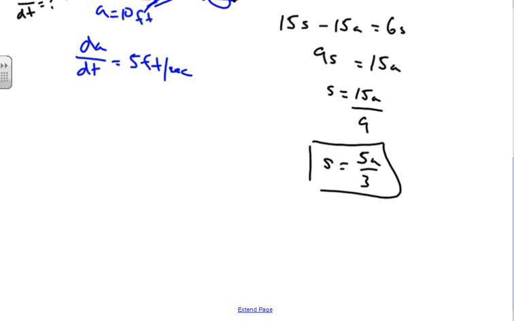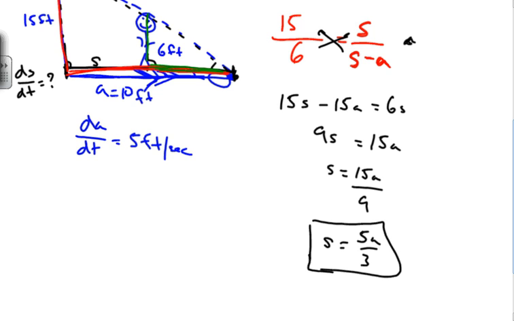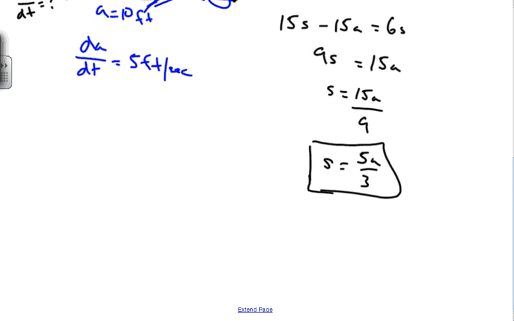To solve for ds dt, all we're going to do is differentiate, because that's what we're looking for. If we differentiate this equation, which is found from the proportion we set up and simplified in the beginning, we get ds dt equals 5/3 of dA dt.